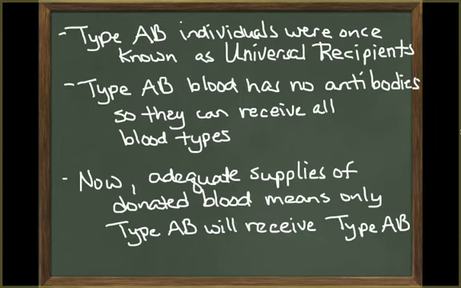Type AB individuals were once called universal recipients because their blood contains no antibodies in the plasma and therefore they would be able to receive any blood type. Now, because of the adequate supply of blood donors, a type AB individual will receive type AB blood.